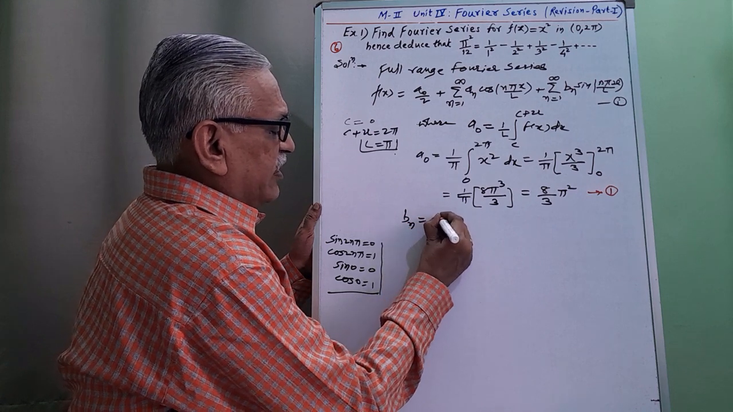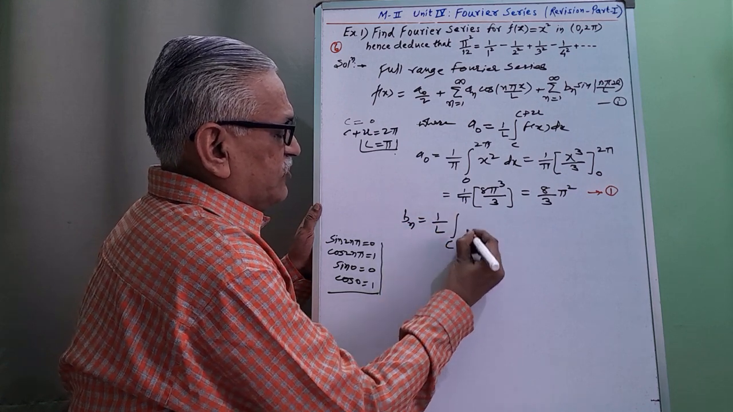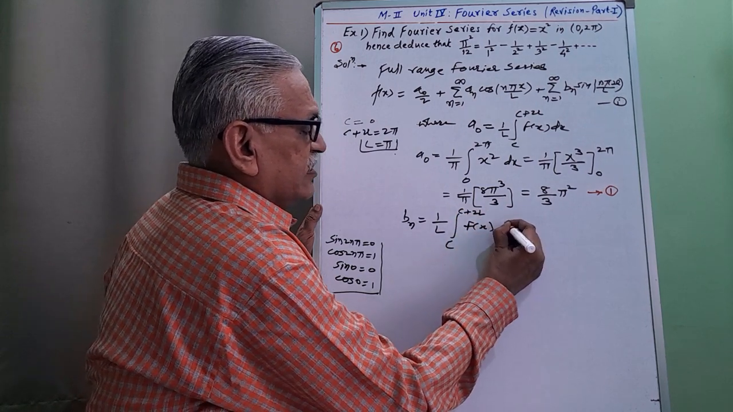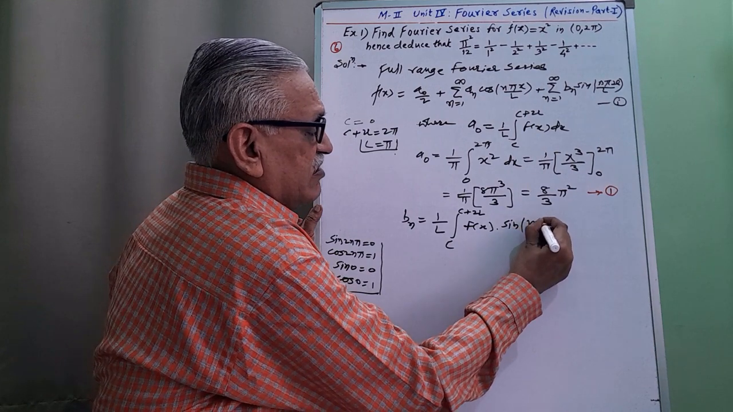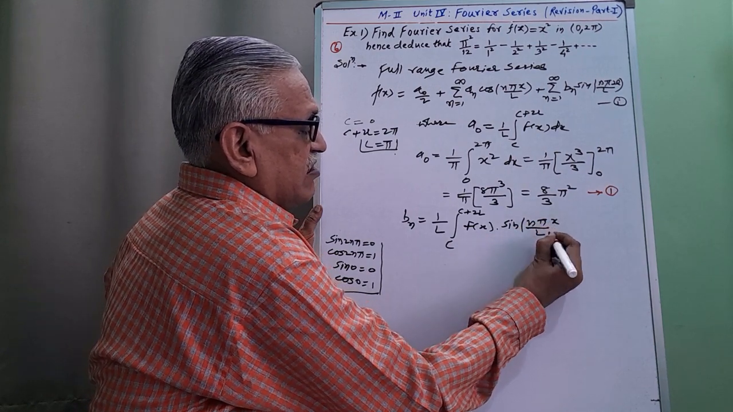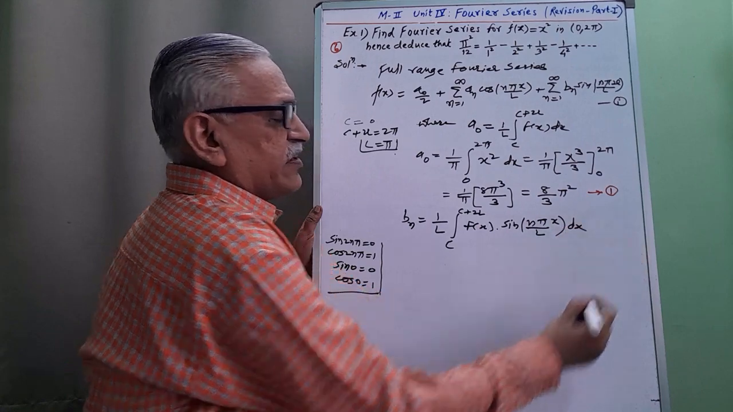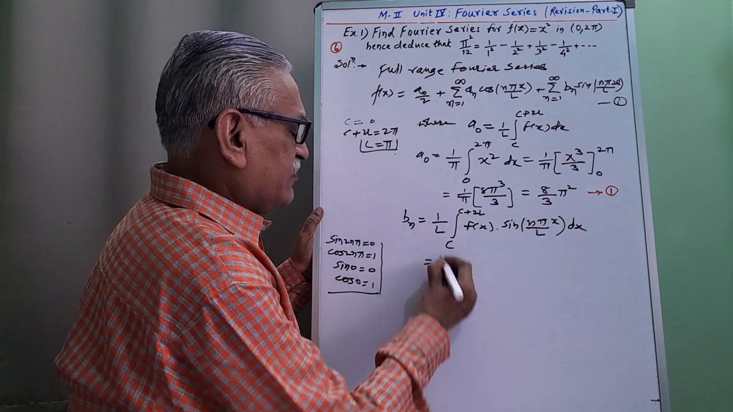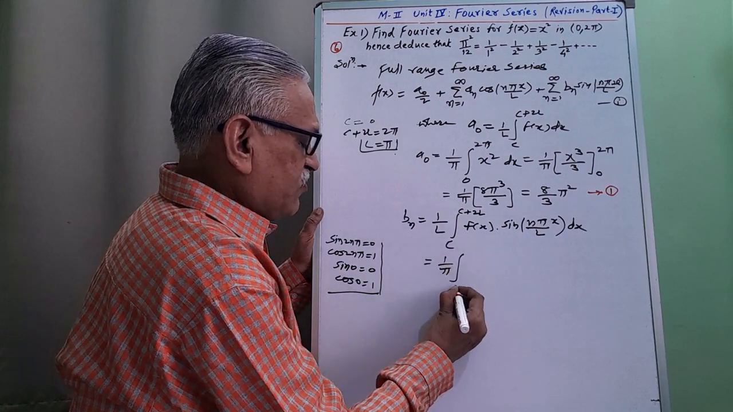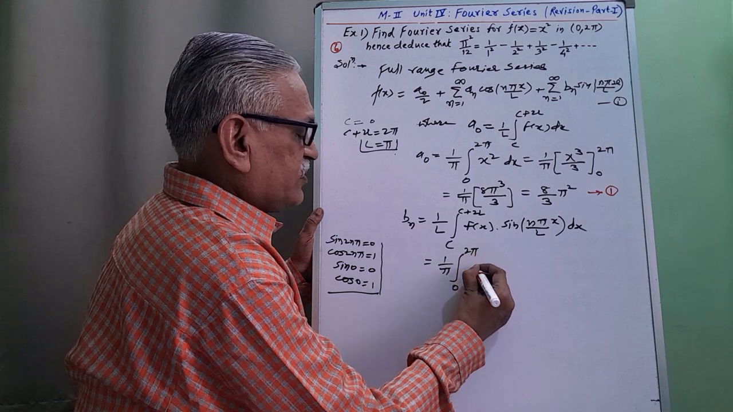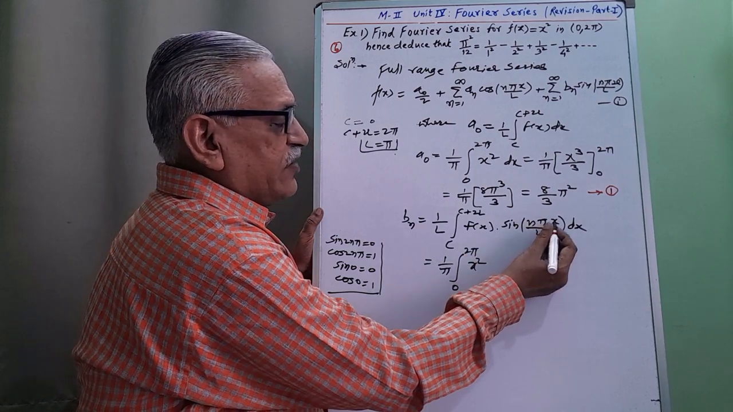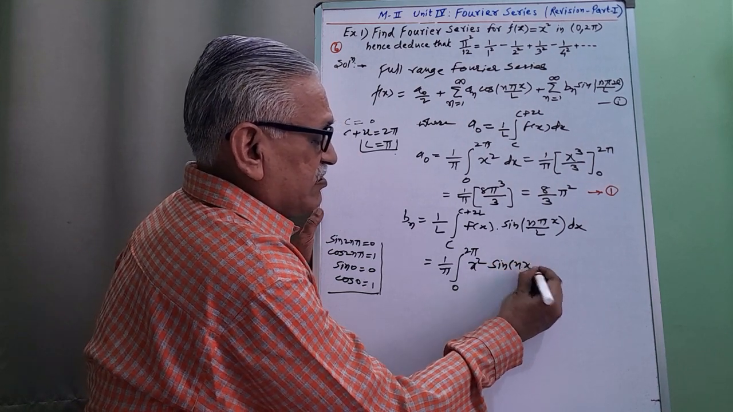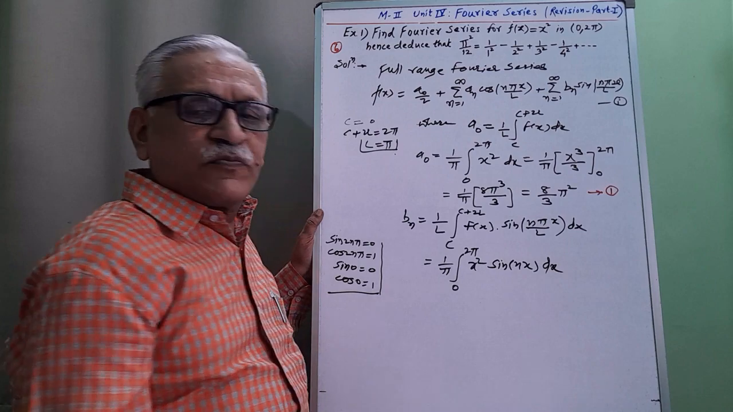Formula for bn is again 1 by L, integration from c to c plus 2L, f of x multiplied by sin n pi x by L, and its integration with respect to x. Substituting the values of the upper and lower limit, and that L is pi, therefore 1 by pi, integration from 0 to 2 pi, function is x square, sin n pi x by pi gets cancelled, remaining term is sin of nx, and then its integration with respect to x.